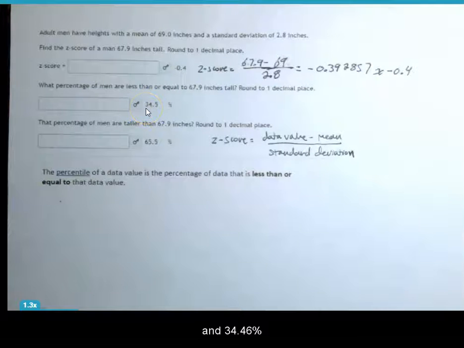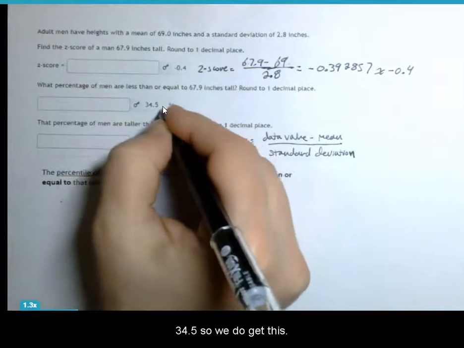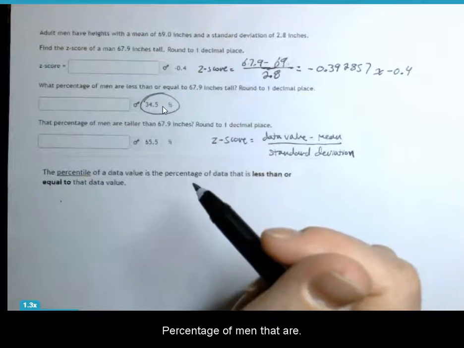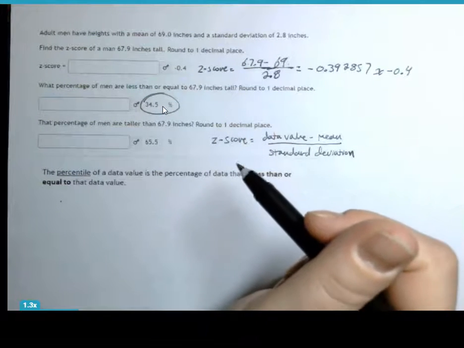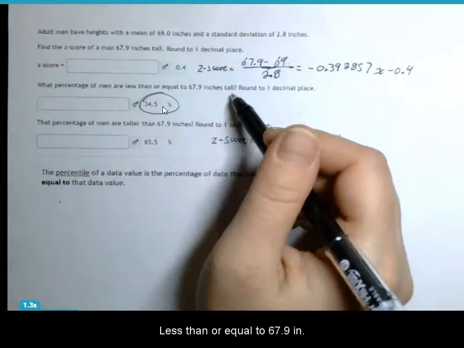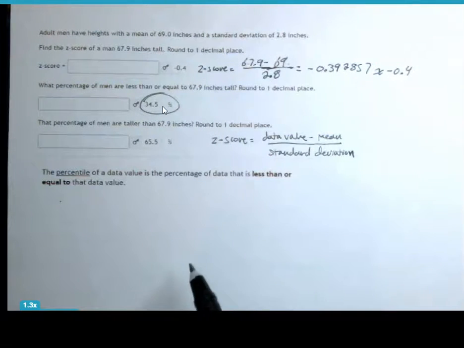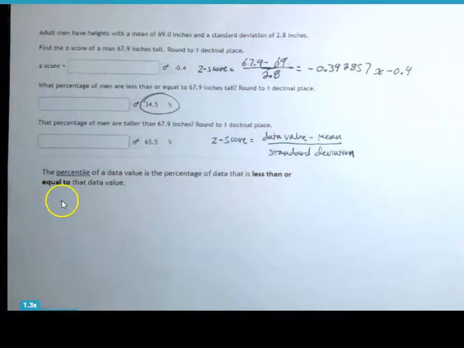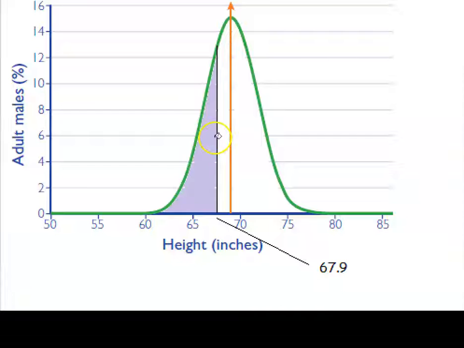And 34.46 rounds to approximately 34.5. So we do get this percentage for the percentage of men that are less than or equal to 67.9 inches tall. What if we want to find the percentage of men that are taller than 67.9 inches? Looking at our graph again, we found that 34.5% were less than 67.9. So this would be about 34.5% here.